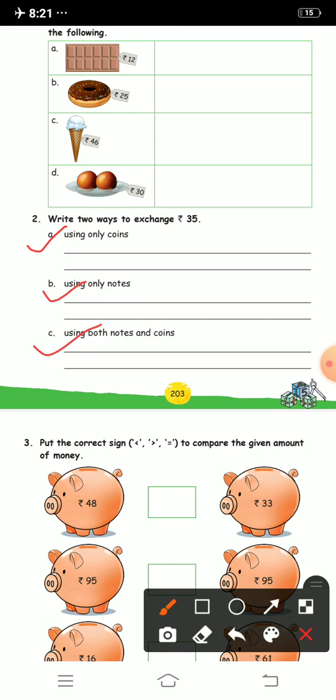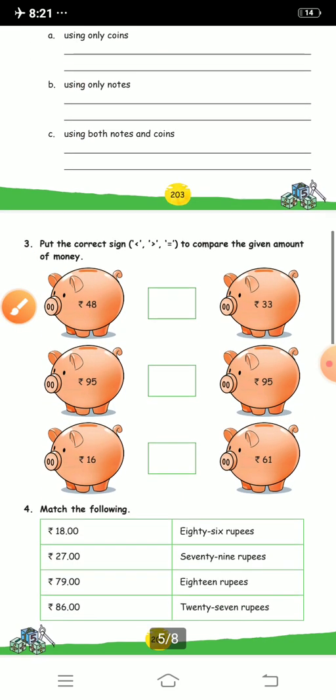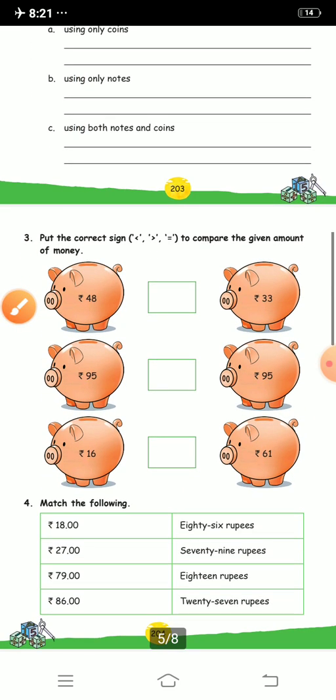Okay. So you can try doing it, and if you are not able to understand, then you can let me know. Okay. So I'll tell you again how to complete it. So now it is question 3, that is, put the correct sign to compare the given amount of money.